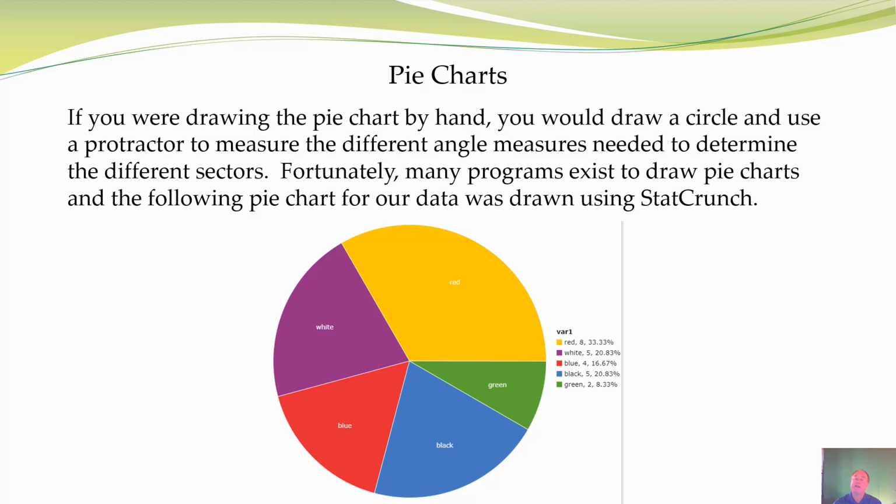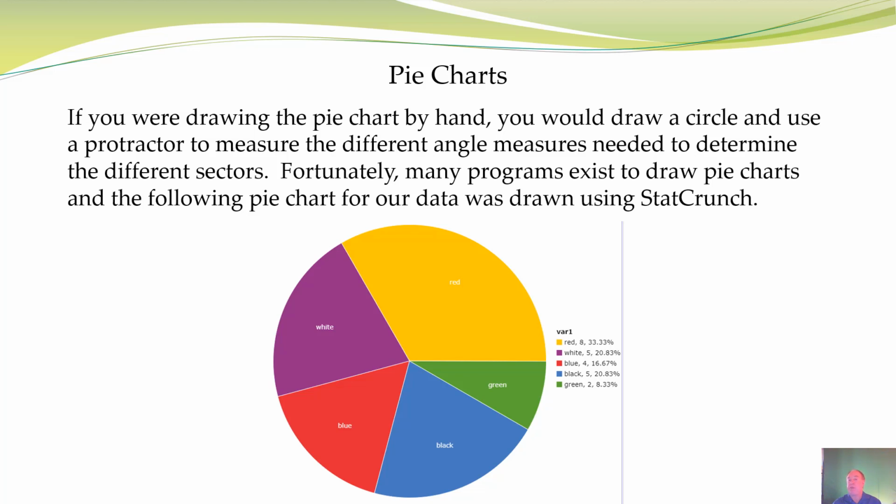Now, if you look at the colors in the pie chart, I didn't have a choice of the colors. StatCrunch chose the colors for me. It'd be nicer for red to be red instead of gold, white to be white instead of purple, blue to be blue instead of red, and black to be black instead of blue. But if you did it by hand, you could use those colors.